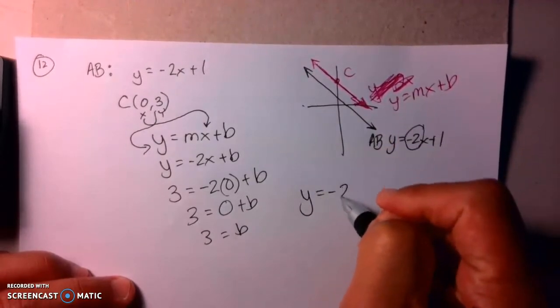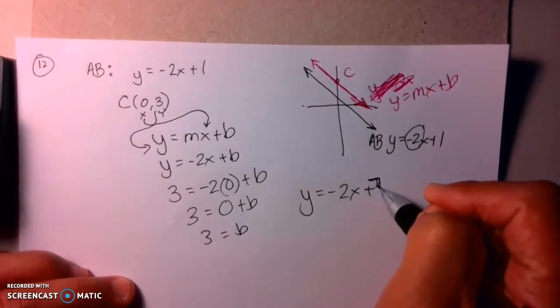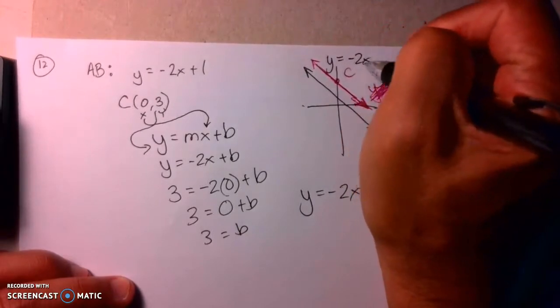Y is equal to -2x plus 3. Whoops. That's a horrible 3, but a 3. So this equation is y is equal to -2x plus 3.